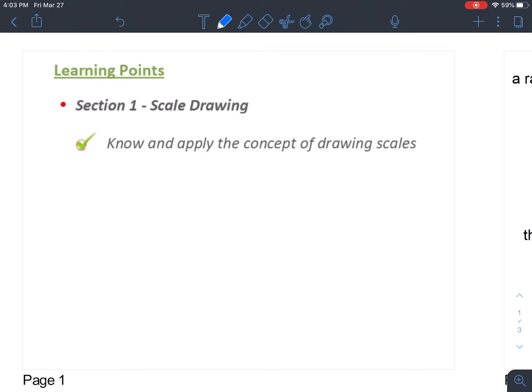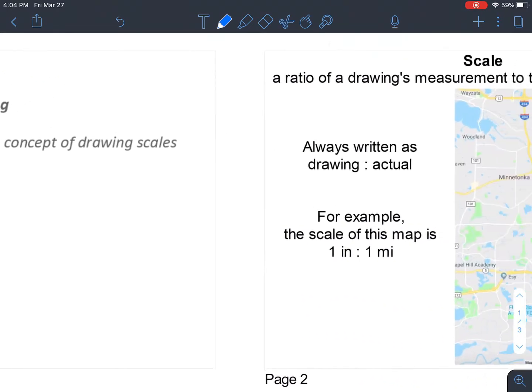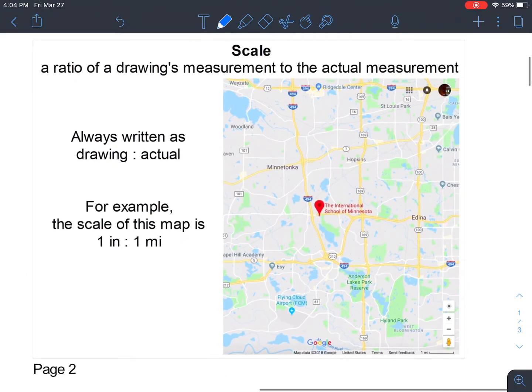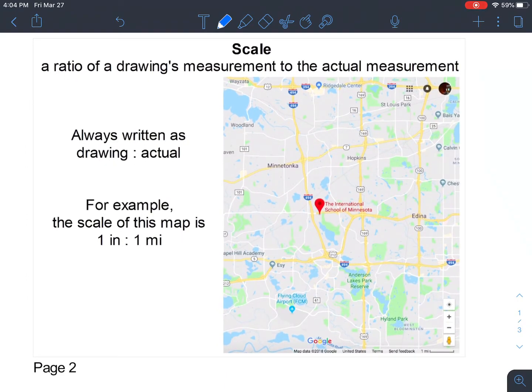We're not going to necessarily be talking about blueprints, but we will be talking about other things where scales can be important. So the first thing is knowing what a scale is. That is a ratio of a drawing's measurement to the actual measurement. Hopefully you recognize this, especially since I put it right there. This was a map of the surrounding area around our school. A scale is always going to be written as the drawing compared to the actual. For example, this scale is 1 inch compared to 1 mile. Now, can you find on the map where that scale is located?